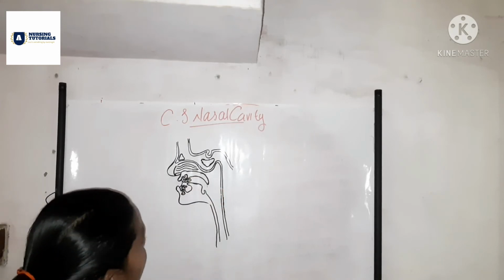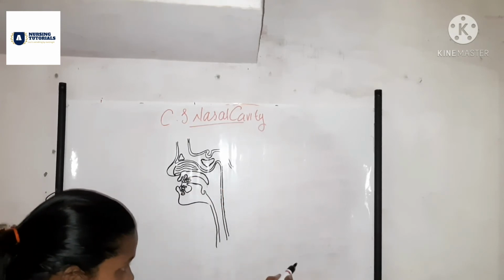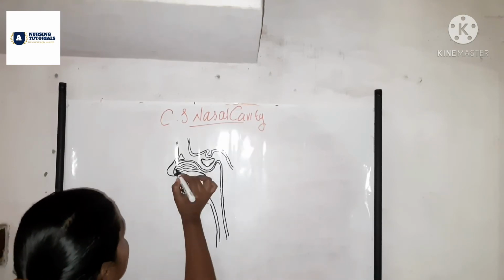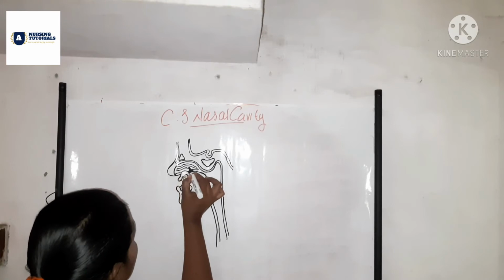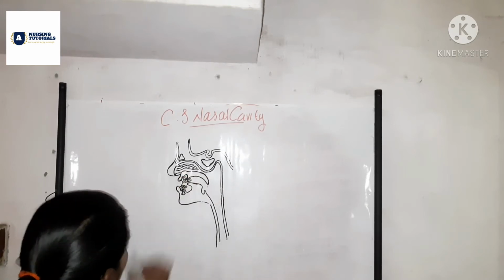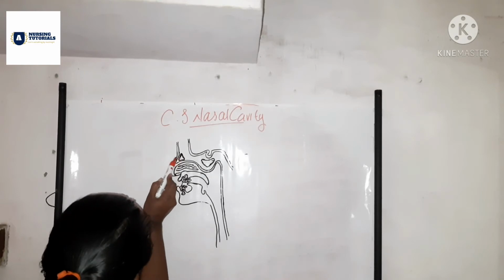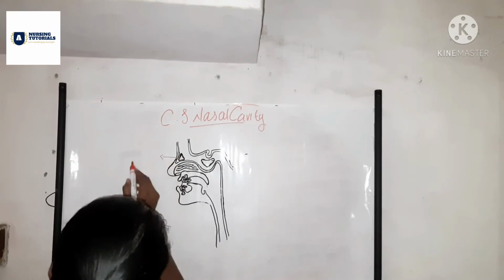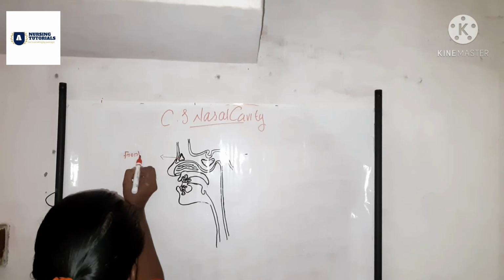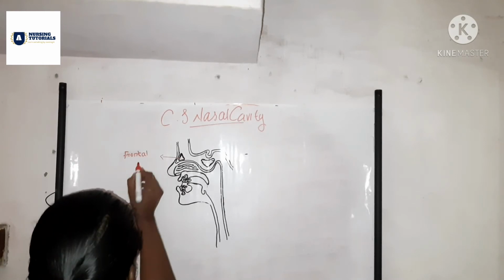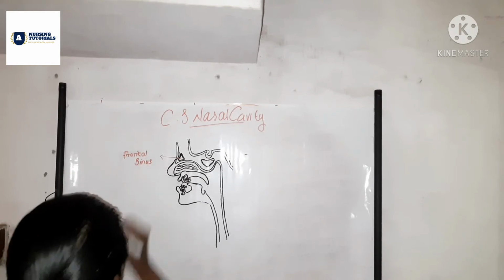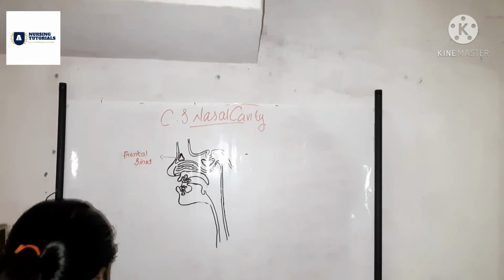The first one, the superior one, is single, and the second and third ones are joined together, and these are called the conchae, or turbinate bones. There are three turbinate bones. First is the superior turbinate, second is the middle turbinate, and the lower one is the lower or inferior turbinate.